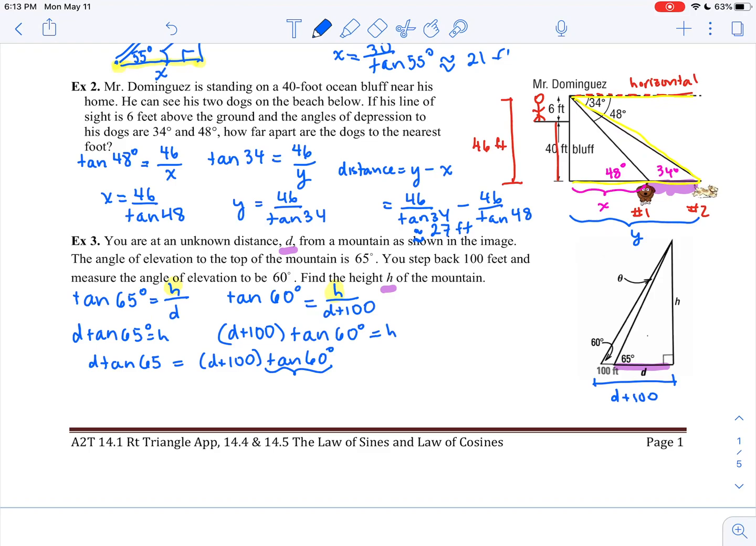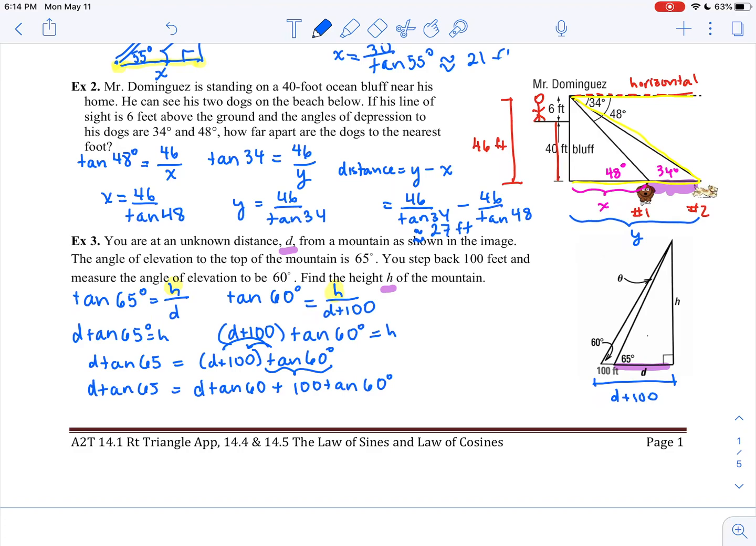Now this is just a constant value. I can take that constant value and distribute it to each one of these terms, because my goal is to isolate d, and I need d all to be on one side. So I have d tangent of 65 on this side equals d times tangent of 60 plus 100 times tangent of 60. You want to view tangent of 60 as just a constant. So you leave it alone for now.